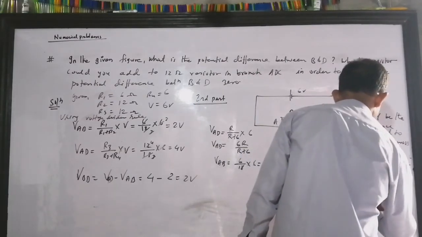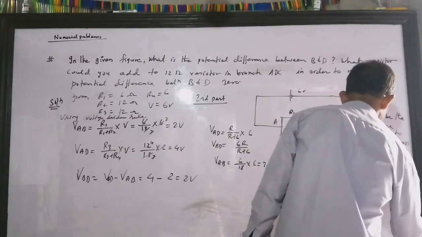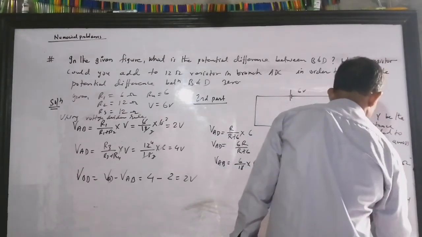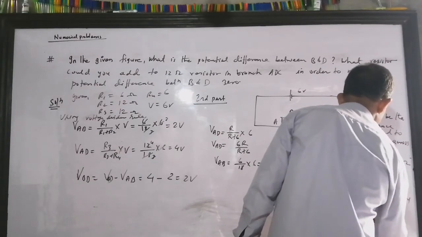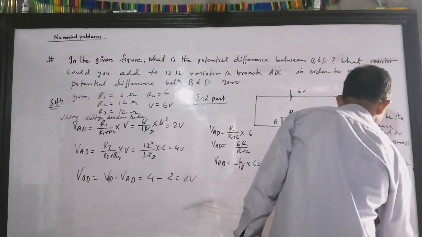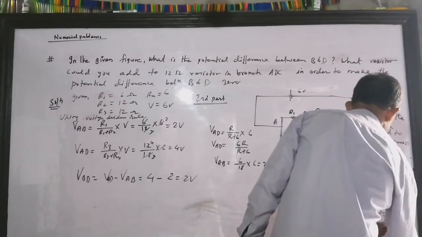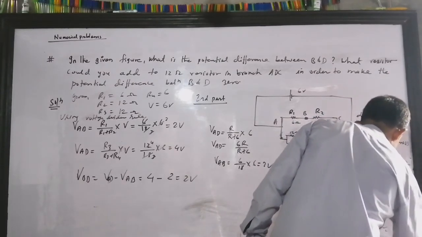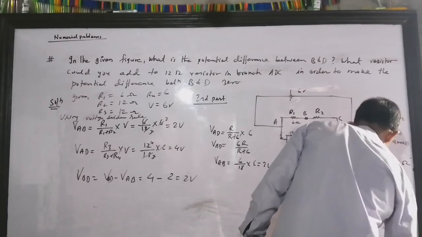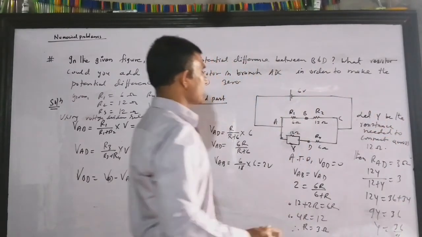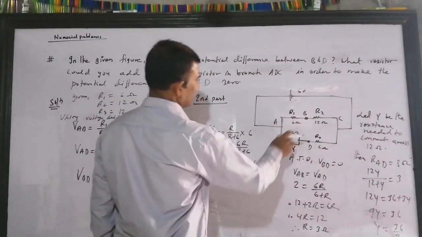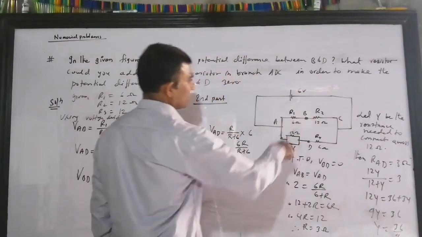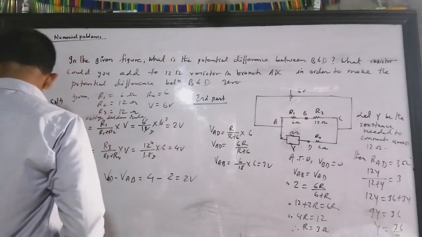Now simply you can multiply: 12Y equals 3 times 12 is 36 plus 3Y, and so 12Y minus 3Y is 9Y, so 9Y equals 36, and Y equals 36 upon 9, that's a 4 ohm resistance. So friends, what did you get? If you connect a 4 ohm resistance in parallel with the 12 ohm resistance, then you can get the potential difference between B and D as 0.